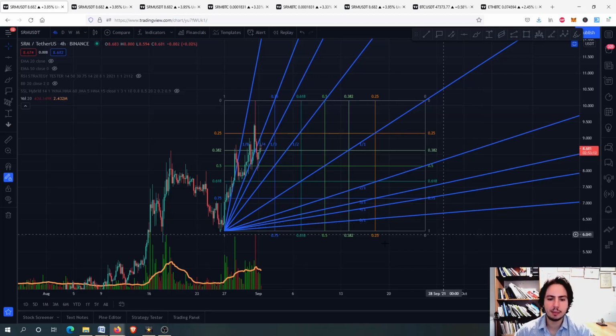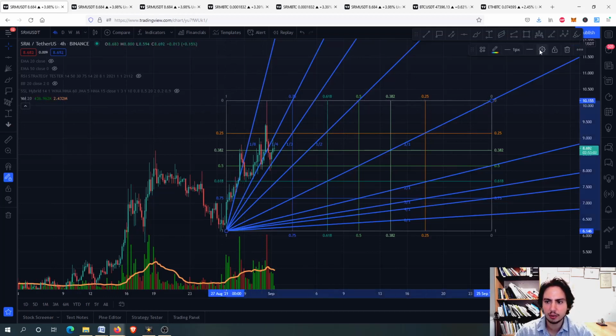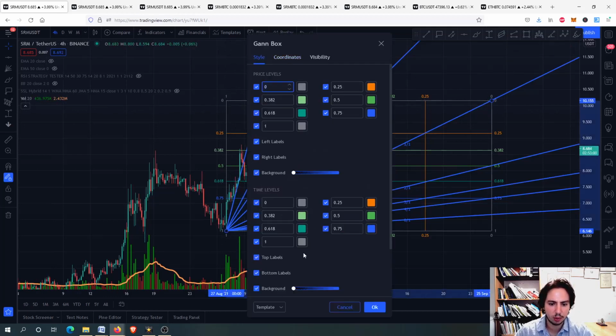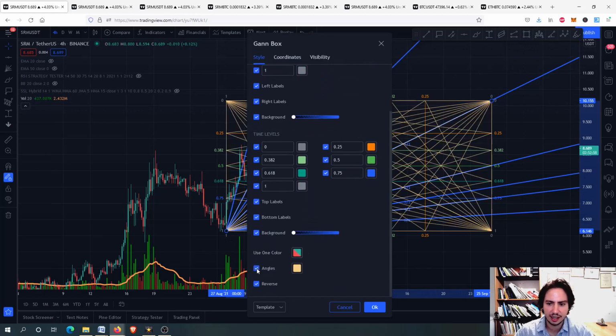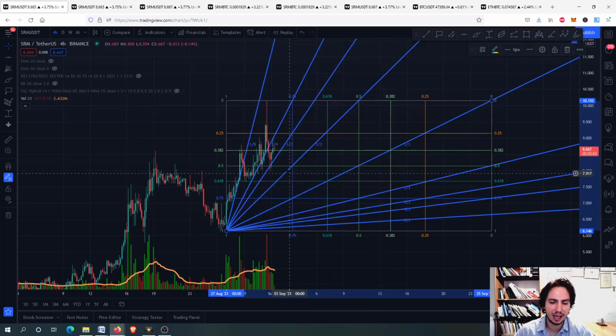So let's see some important things right here. First of all, SRM. Okay, so what are we doing? You are seeing the GANN box, in which you can also enable the angles, but I do not do that because they are a bit confusing. But anyway, I have the GANN box and of course I have the GANN fan.